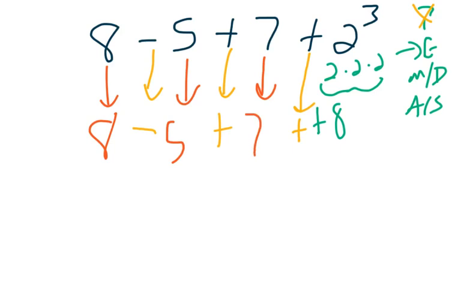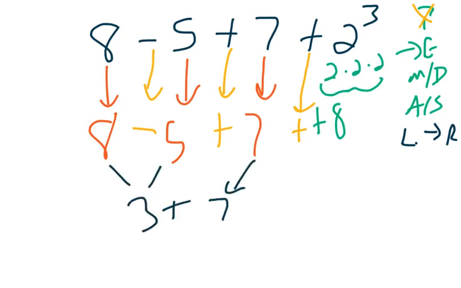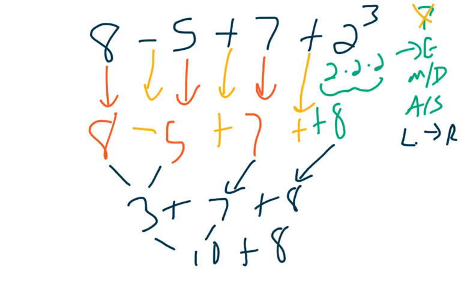And then we want to work our way left to right. So 8 minus 5 is 3. Then we bring down the 7. And we bring down the positive 8. And then we do 3 plus 7 is 10. Then we bring down the 8. And 10 plus 8 is 18.